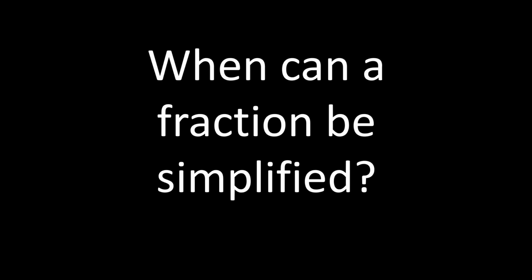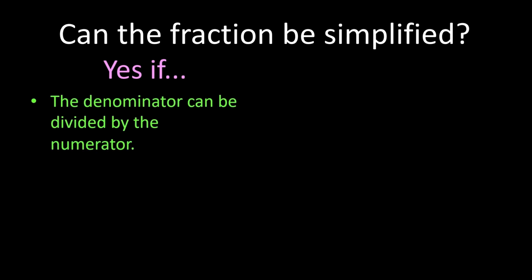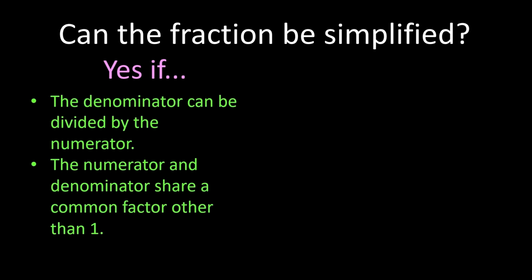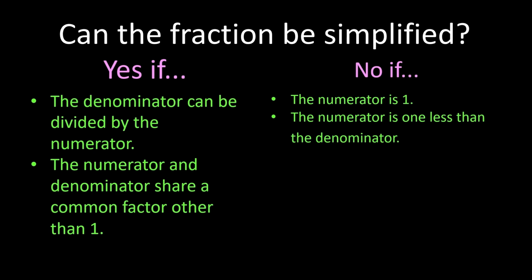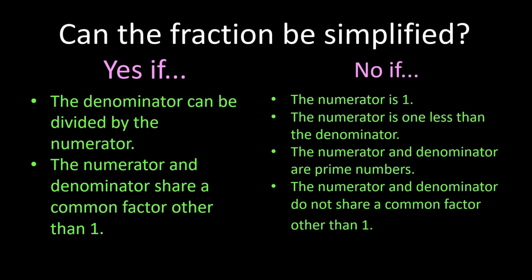One of the biggest questions is, when can a fraction be simplified? Here are a few hints to help if you get stuck. A fraction can be simplified if the denominator can be divided by the numerator, or if the numerator and denominator share a common factor. A fraction cannot be simplified if the numerator is 1, the numerator is 1 less than the denominator, both the numerator and denominator are prime numbers, or the numerator and denominator do not share a common factor other than 1.